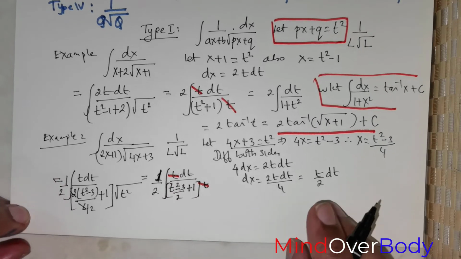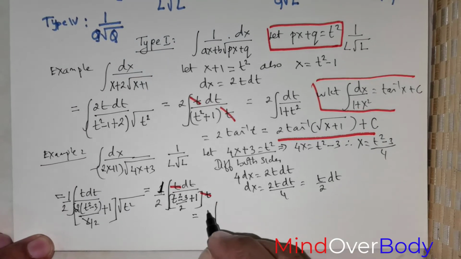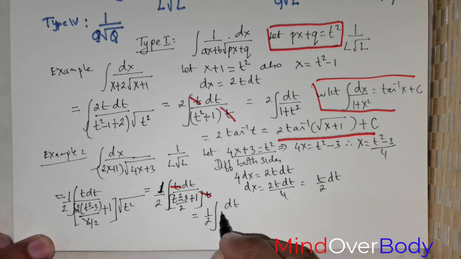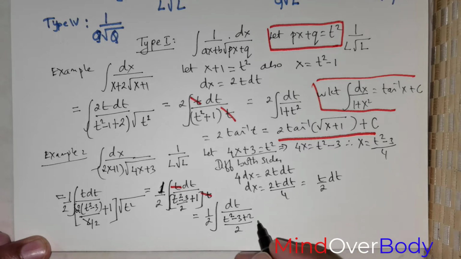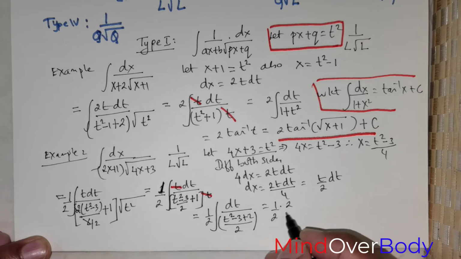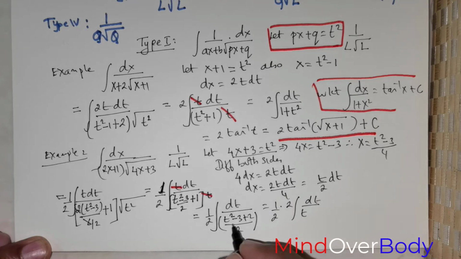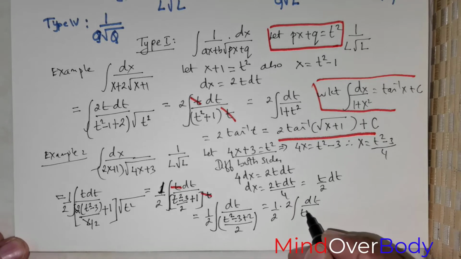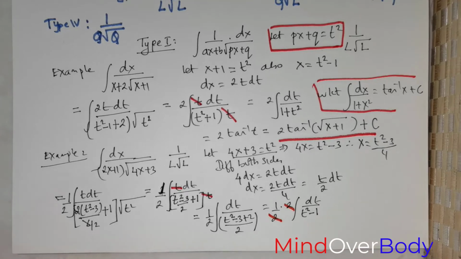So I'm going to rewrite this as integral 1 over 2 is here, dt is here, divided by, I take 2 as the LCM. So that would give me t squared negative 3 positive 2 divided by 2. Right? And if I were to flip this, now the flipping is possible. So it's going to be 1 over 2 times 2 times dt over t squared negative 3 positive 2. That's going to be t squared negative 1. So clearly the 2 that we see here can be cancelled.